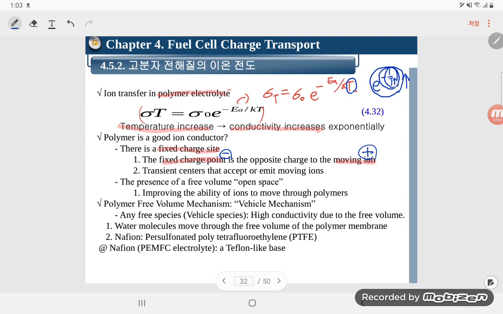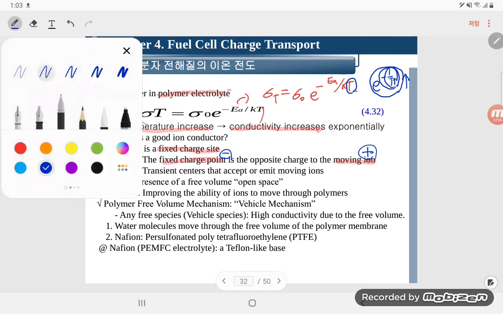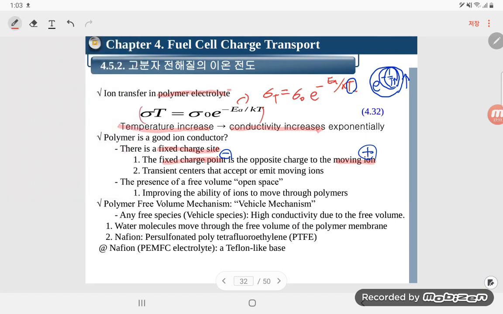factor, the presence of a free volume, which is open space. This improves the ability of ions to move through the polymers like a liquid. This is a solid, but it acts like a liquid. Because of this free volume, the polymer free volume mechanism, we call this one a vehicle mechanism. It is different from the hopping mechanism.